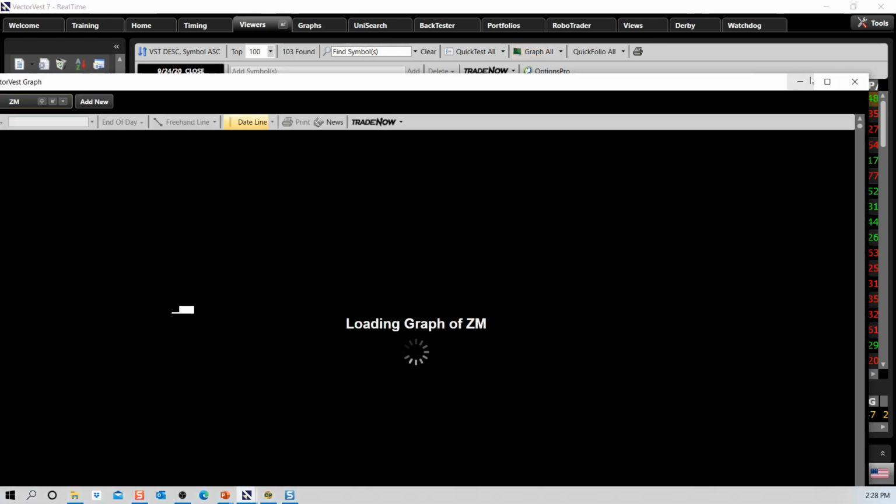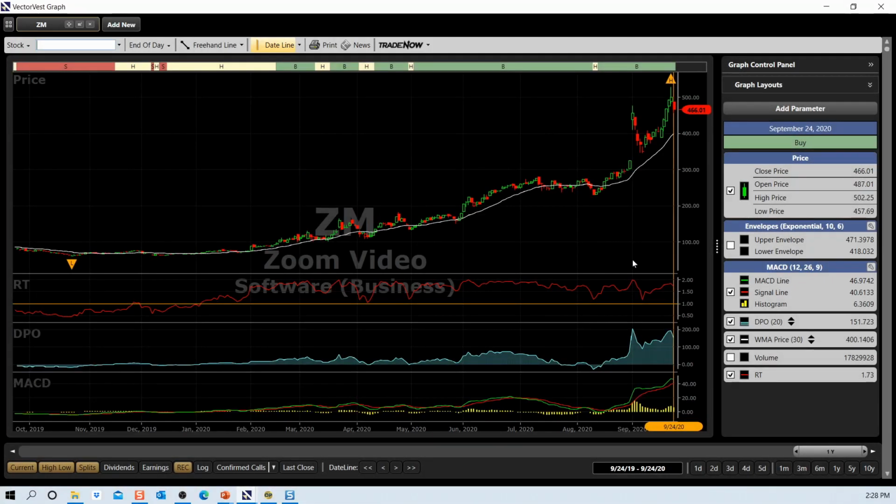When I click on Graph All, and I've got my default already set for end of day, this would be a terrific signal with the DPO pulling above 0 line. MACD not quite positive, so we might wait one more day. And then we've got all 3 plus price above the 30-day weighted moving average. So we're in a great buy position.